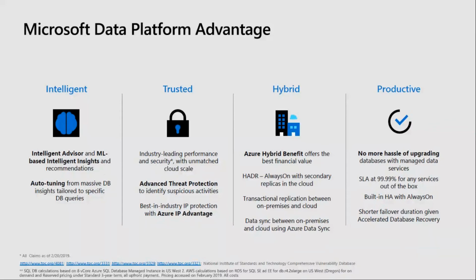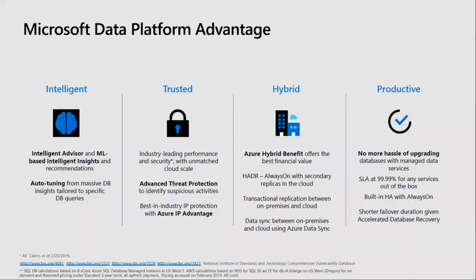Then you have hybrid also. So always on with secondary replicas in the cloud can be done using the premium and the business critical features. Transactional replications can be set up using the distribution and the replication. And the data sync between the on premise and the cloud can also be configured using the Azure Data Sync.